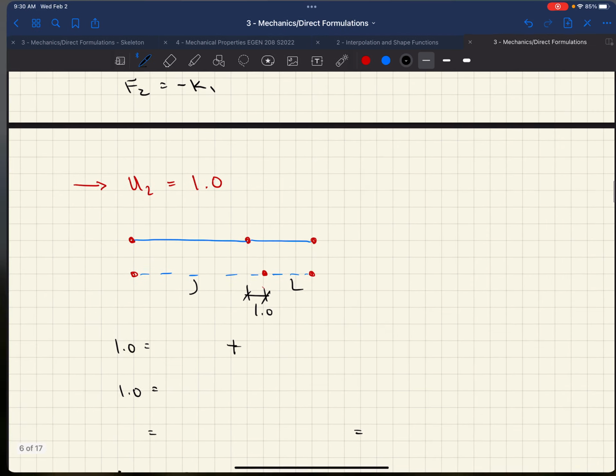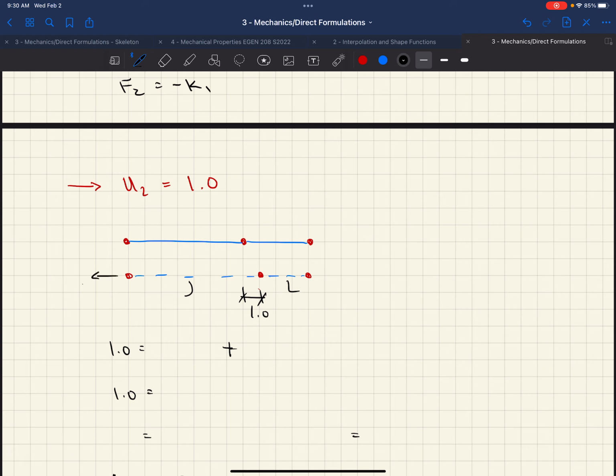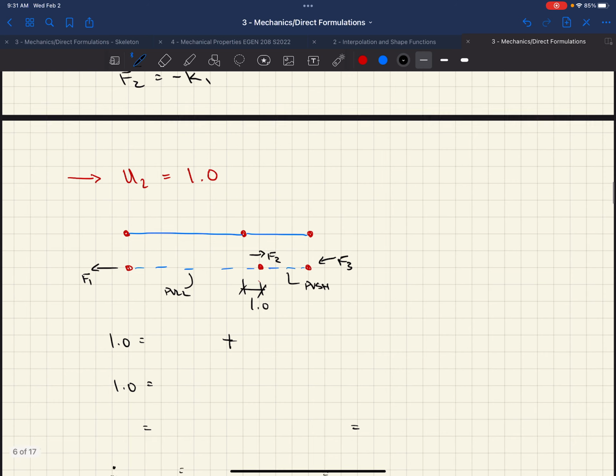Now, for U2 equal to 1, we're going to be pulling our first rod, and essentially pushing our second rod, and we're going to impose a unit deformation, right? So both rods see a unit deformation, which means F1 might be acting to the left, right? F2, in order to get that unit deformation, needs to be to the right. And then F3, there you go, Elias, there's your F3, buddy. F3 needs to be there as well.